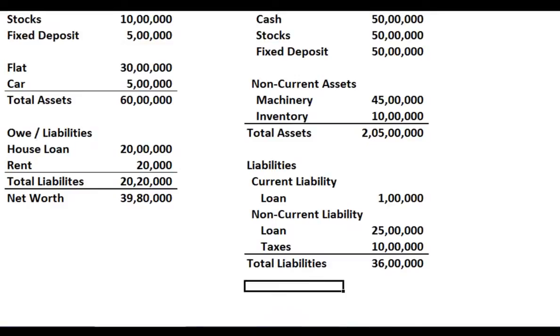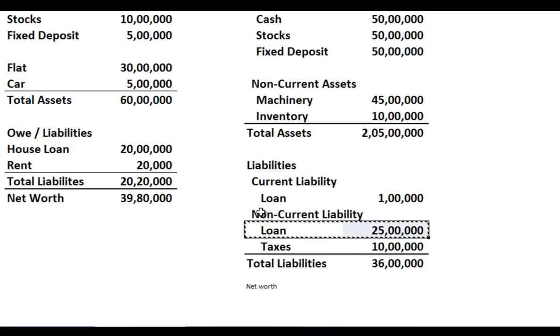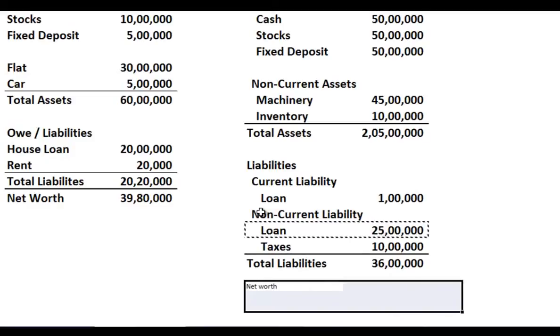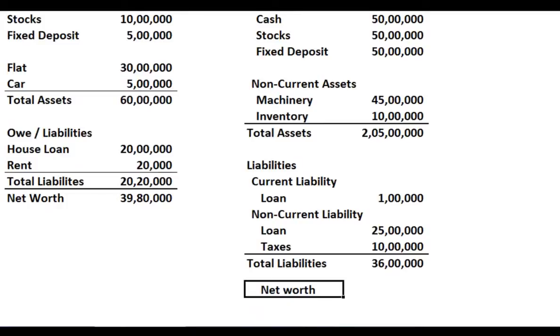Now, similarly, the small company has assets, it has liabilities. So what is the company finally worth? It's not very different from how we calculated what you're worth. Excuse me while I just format this. So the net worth of this company is nothing but its total assets minus its total liabilities.